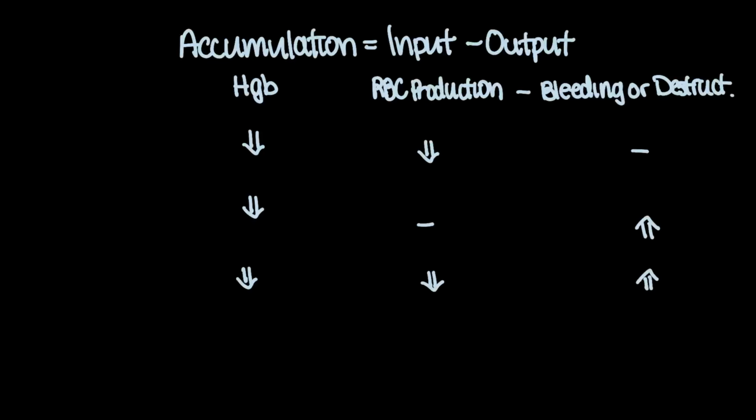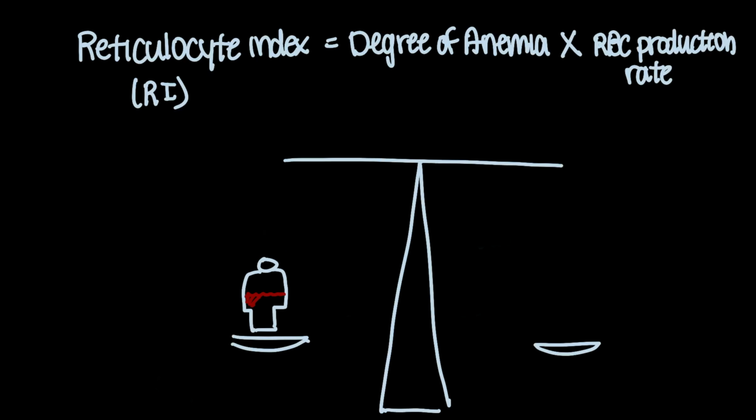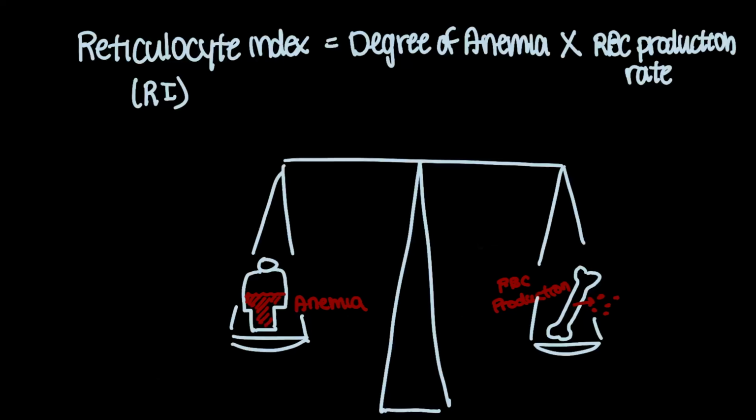Now, in this video, we're going to focus on the input problem aspect of things, where there is a decreased red blood cell production and how we tease out whether or not this actually exists as part of the problem of anemia is by using something called the Reticulocyte Index. And to put it simply, the Reticulocyte Index is a term we use to compare the body's state of current anemia and comparing it with the bone marrow's red blood cell production rate.